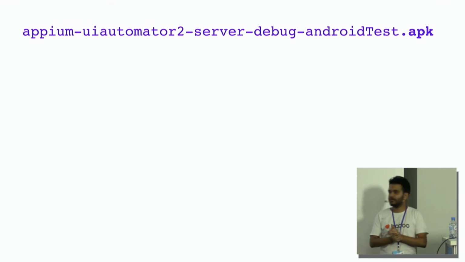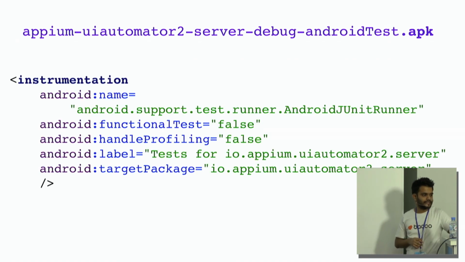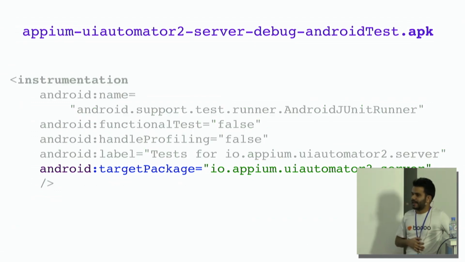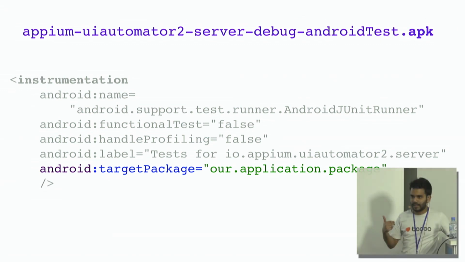It's a very long name. I won't read it. But the important point to note here is the manifest of this APK, which is a merged APK. The instrumentation target package points to the UiAutomator 2 server package, which is still the old one, and we need to change it to our application package because we want to instrument our application using this app, right? And to do this, I've created a Ruby gem.